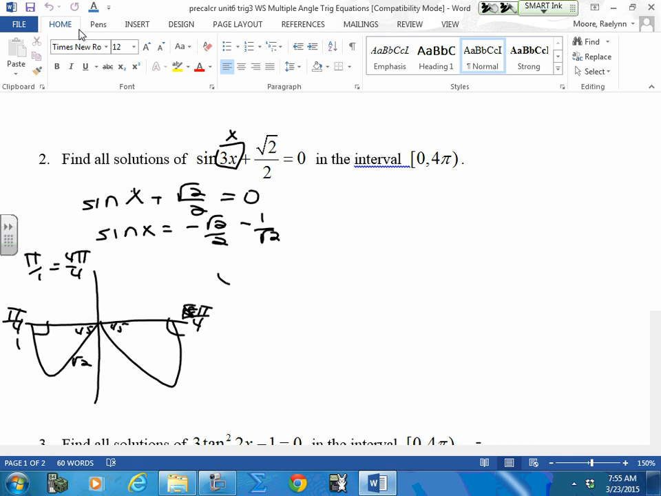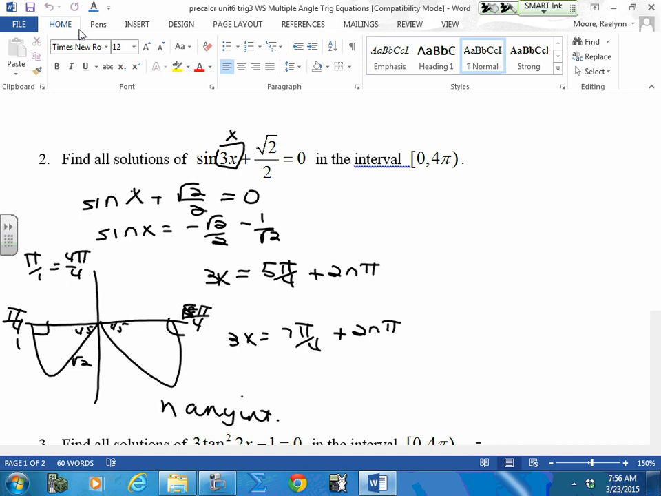So, here's my angle right now. I'm going to put the 3 back in here. 5 pi over 4 plus 2n pi, where n is any integer. I don't want to put it up there. Questions before we go on? Jonathan, what bothers you?